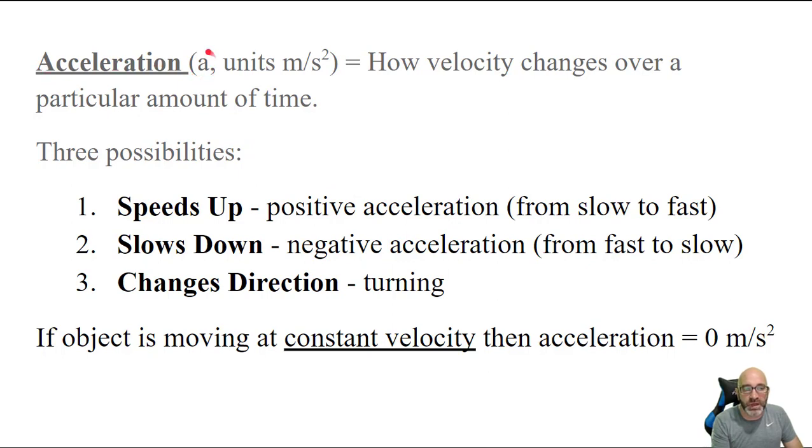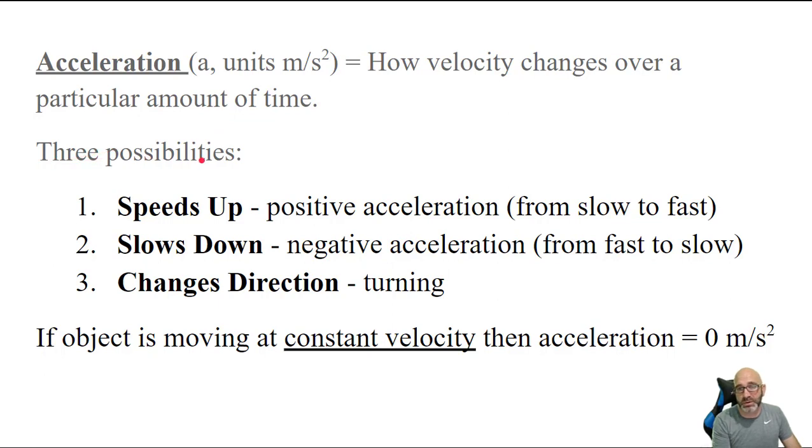Acceleration is denoted by A and is in the units meters per second squared. And it's the square that gives you the indication that we're talking about an acceleration. Meters per second is a velocity. Meters per second squared is an acceleration. An acceleration is how velocity changes over a particular amount of time.